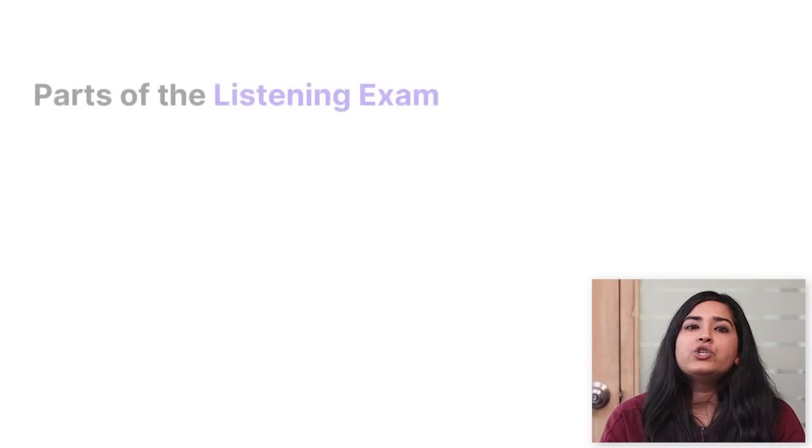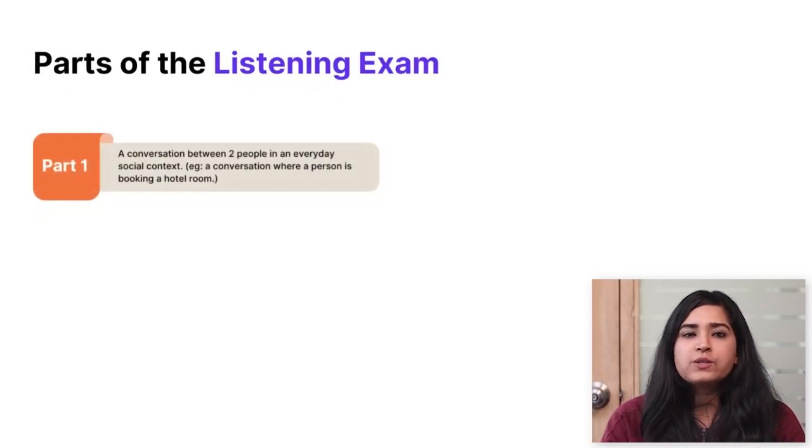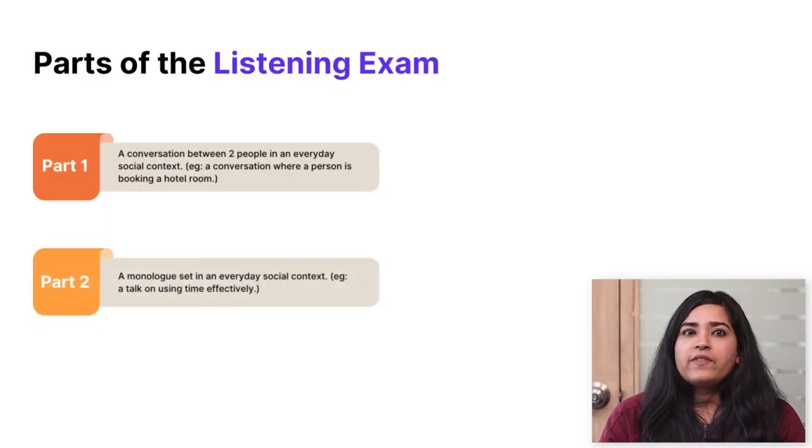Let's move on to the parts of the listening section. As I've mentioned before, there are 4 parts. During part 1, you will hear a conversation between 2 people. The conversation will be set in an everyday social context, for example, booking a train, 2 people deciding what time to watch a movie, etc. Part 2 will be a monologue, that is, 1 person speaking. The topic will be of general interest.